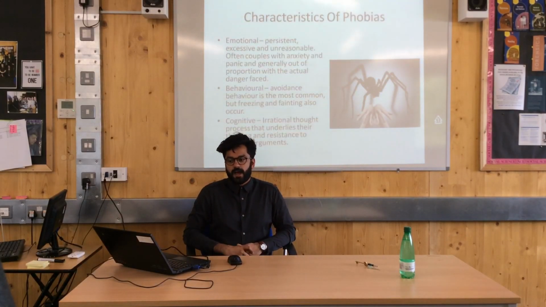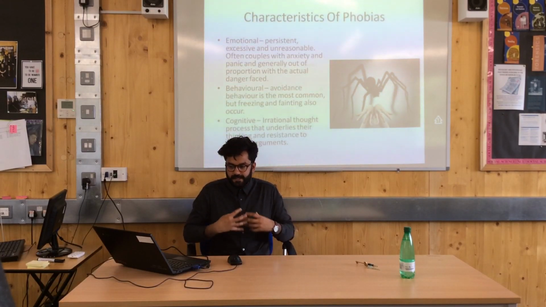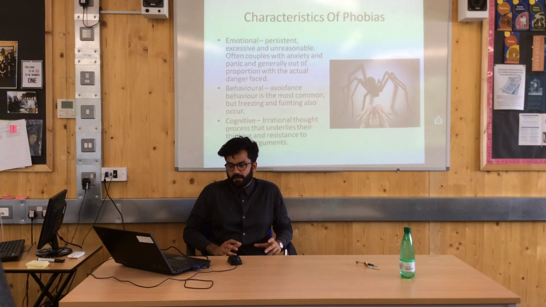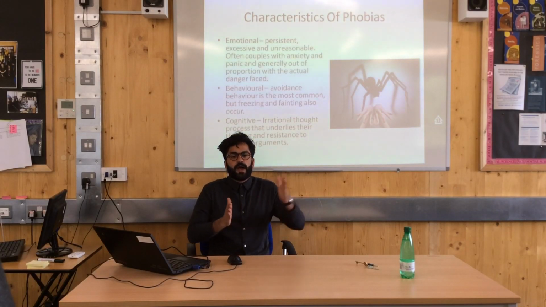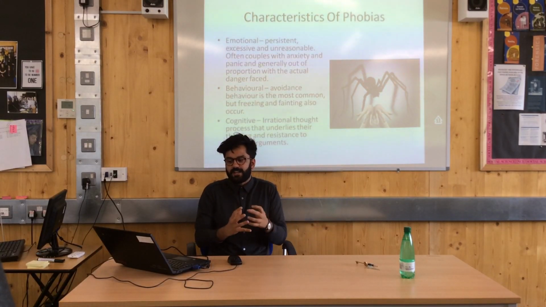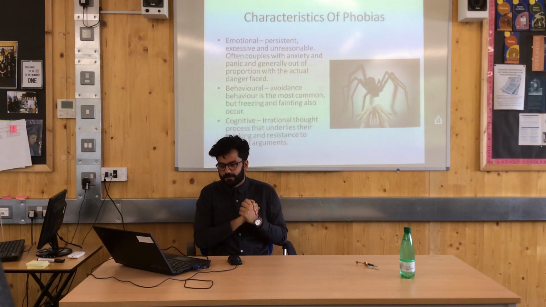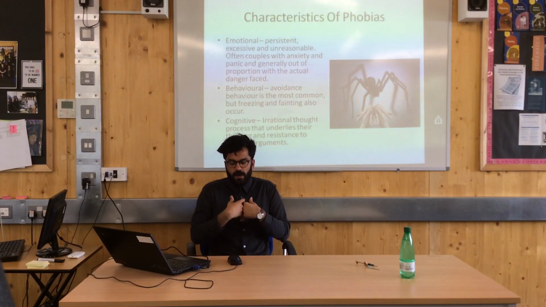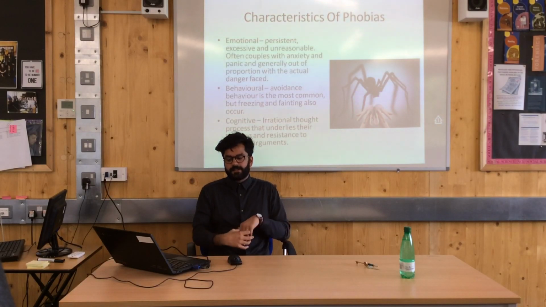The next emotional characteristics are that of phobias. So they are persistent, excessive and unreasonable. Now, people who suffer from these emotional characteristics of phobias, it's generally way out of proportion with the actual danger that is faced. They'll be terrified of a dog, or terrified of a spider in England, a house spider, for example. Now, those feelings are often filled with anxiety, just as before, and panic, etc.